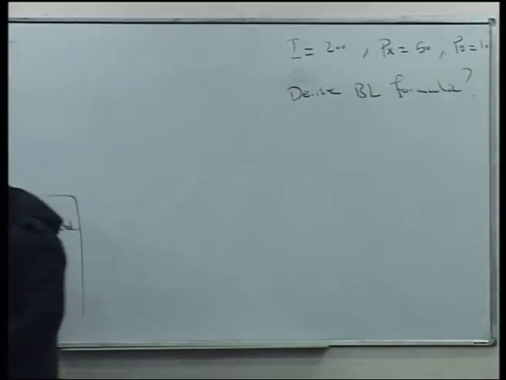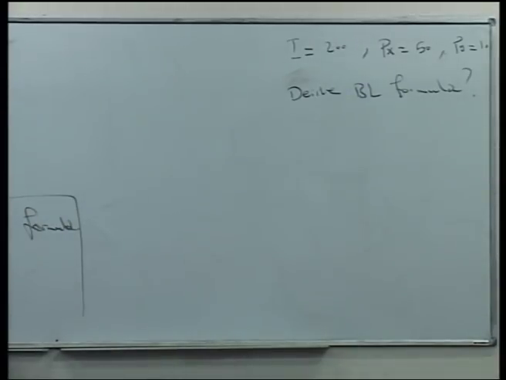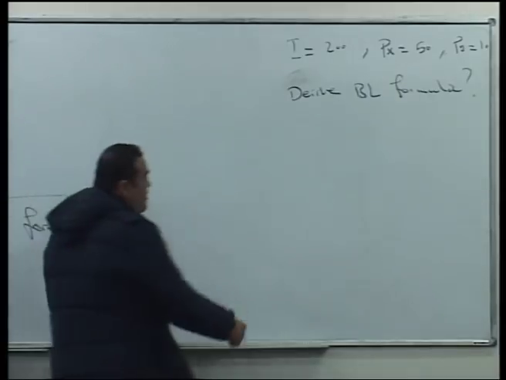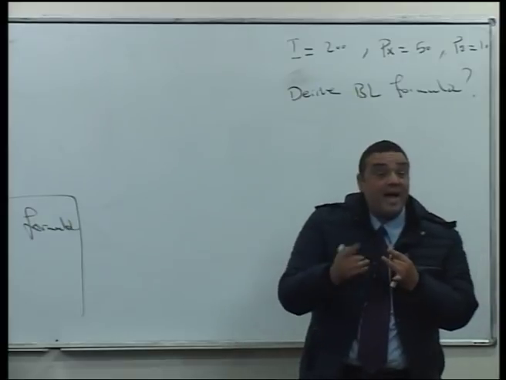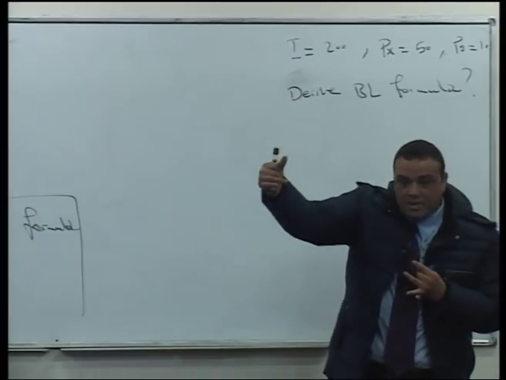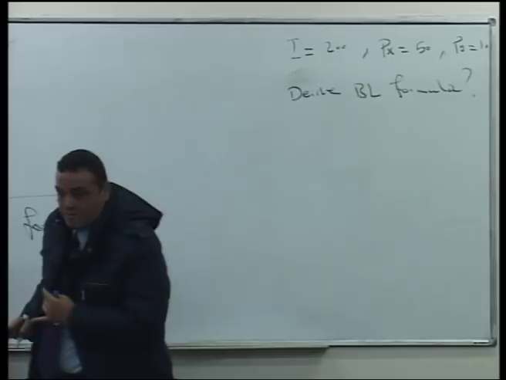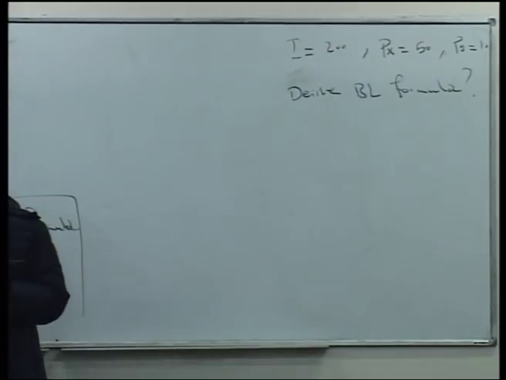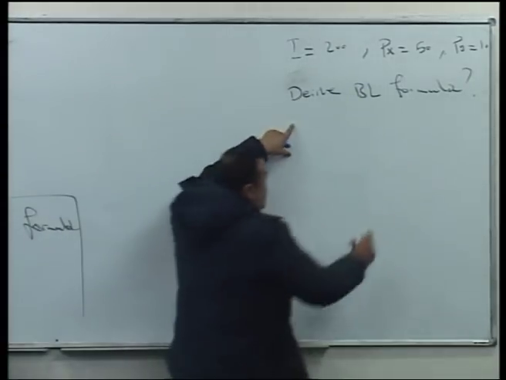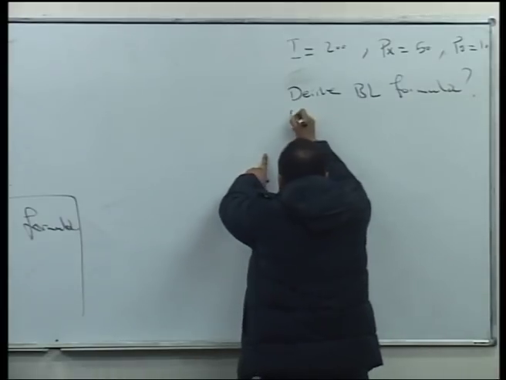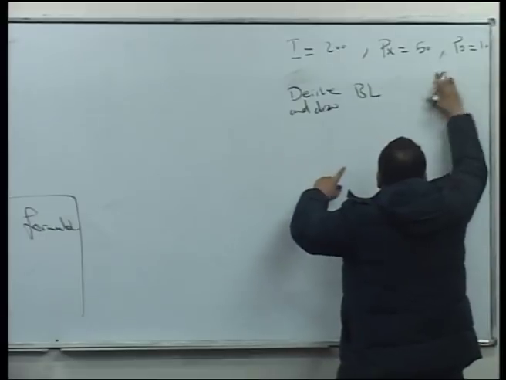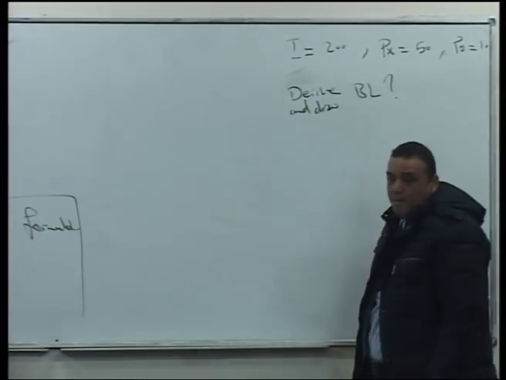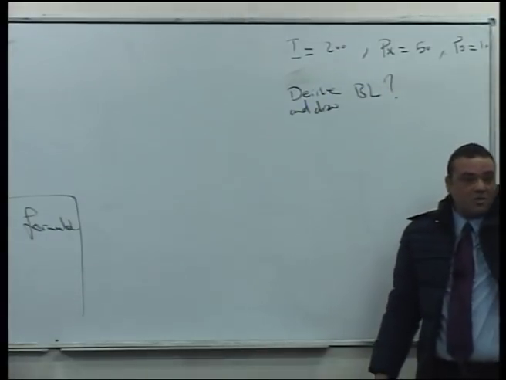Before deriving the formula, let's first draw the budget line. The question has two parts. Number one, derive and draw the budget line. Number two, derive the budget line formula. Let's leave the formula aside for now and do number one, derive and draw the budget line.